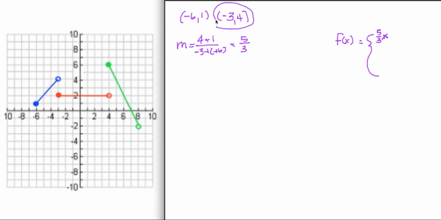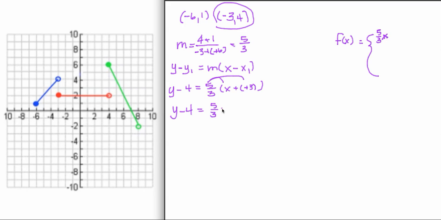So we're going to pick one of these points, plug it into point slope form to solve for the b. So that's going to be y minus 4 is equal to 5/3 times x minus -3. Subtracting a negative gives us adding a positive. We're going to distribute the 5/3. That's going to give us 5/3 x plus 5/3 times 3 is 5. And then we're going to add 4 to both sides to give us that y is equal to 5/3 x plus 7. And so that equation is 5/3 x plus 7.